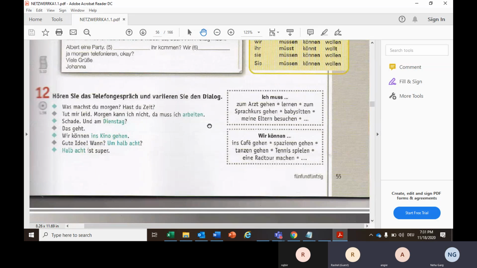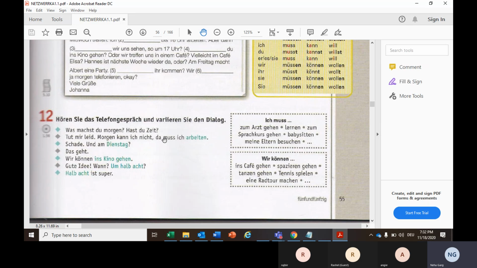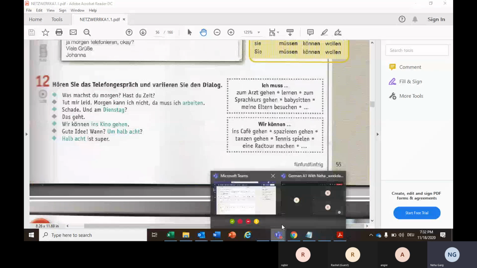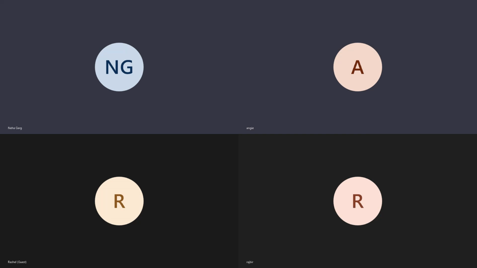So now we are going to quickly listen to one conversation and then we'll discuss this exercise together. So hören Sie das Telefongespräch und verlieren Sie den Dialog. So here the transcription I think has already been given, and now we'll listen to the audio part for this also. Just give me a minute.